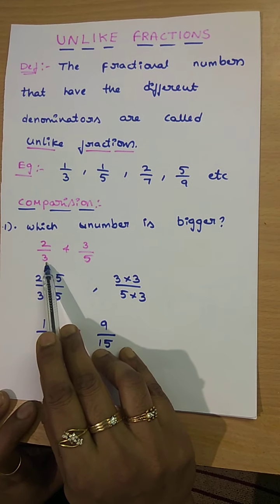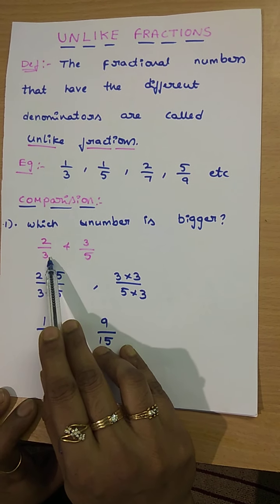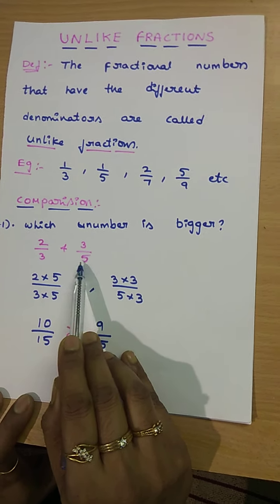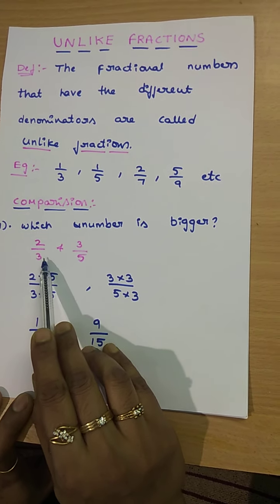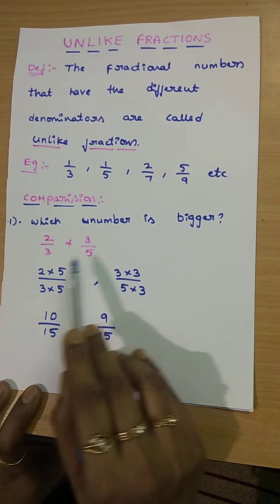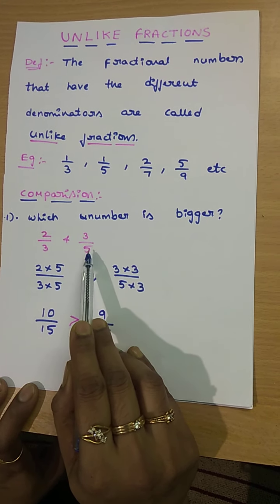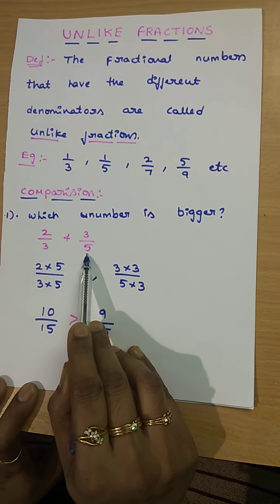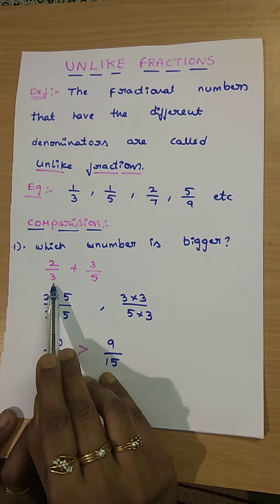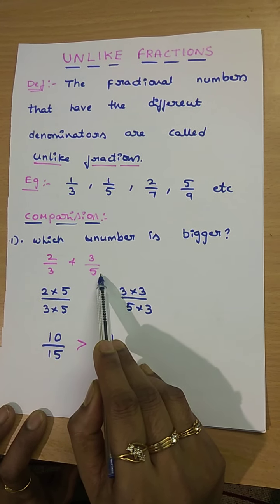So first we need to convert the unlike fractions into like fractions by multiplying here with 5 and here with 3. If we multiply 3 with 5, that is 15, and 5 with 3 is 15. Simply take this value and multiply both numerator and denominator. Take this value 3 and multiply with both numerator and denominator.